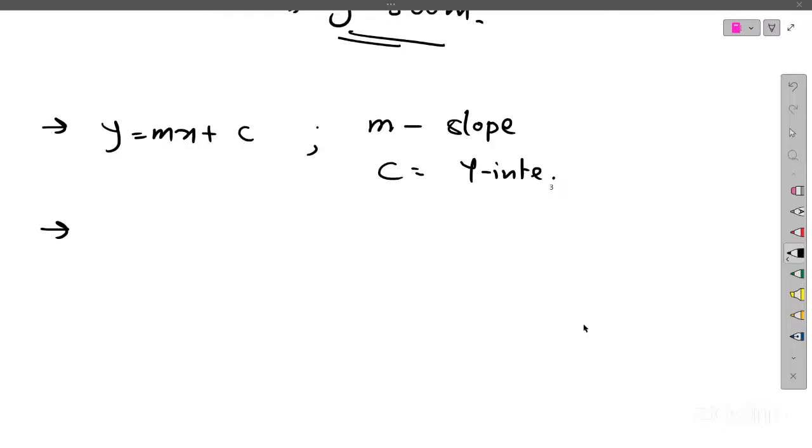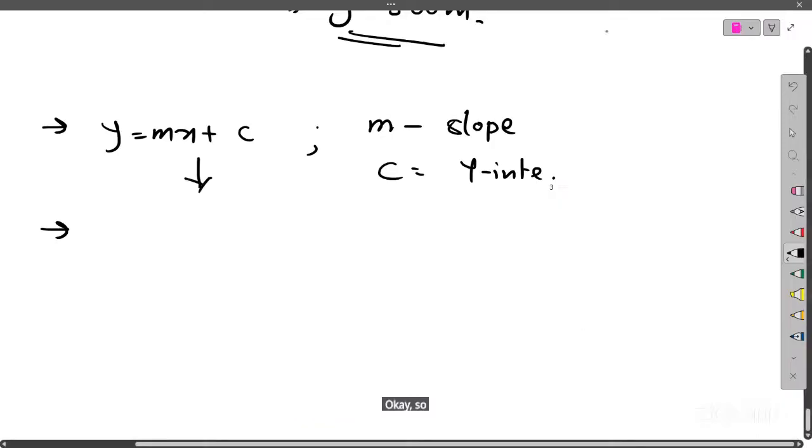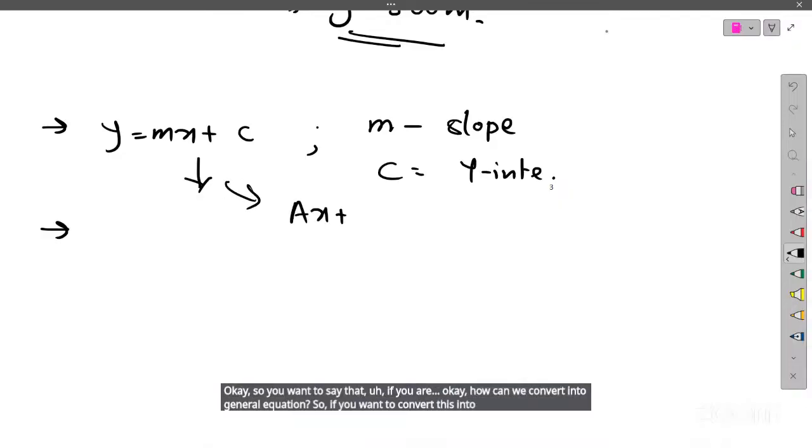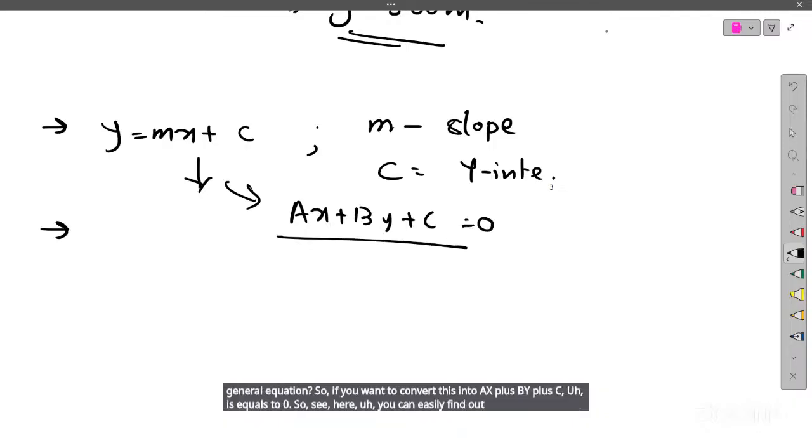Minus a by b. Okay, ma'am, he's talking about the general equation ax plus by plus c equal to 0. So you want to know how we can convert the slope-intercept form into the general equation. If you want to convert this into ax plus by plus c is equal to 0, you can easily convert this one into this particular form.